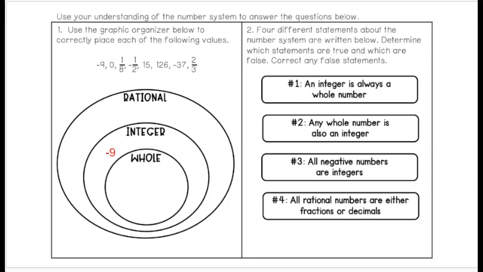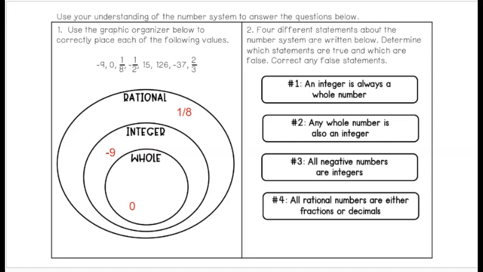0. When we studied our definitions, we had all counting numbers, including 0, as a whole number. 1/8 is a fraction form, but 1 divided by 8 does not give us a whole number, it would give us a decimal. So the furthest 1/8 can go is rational.